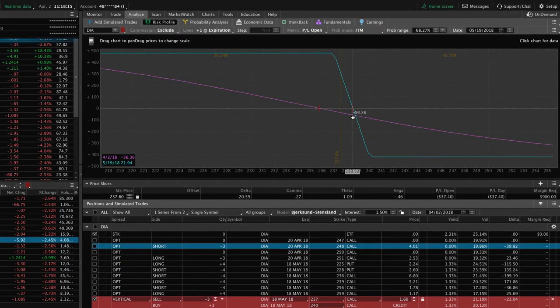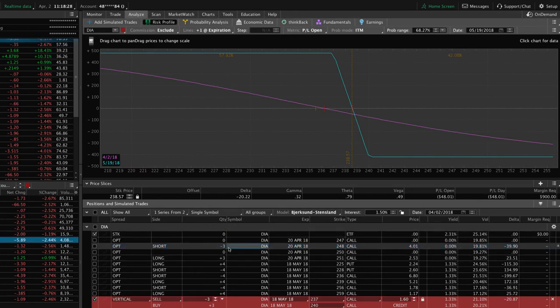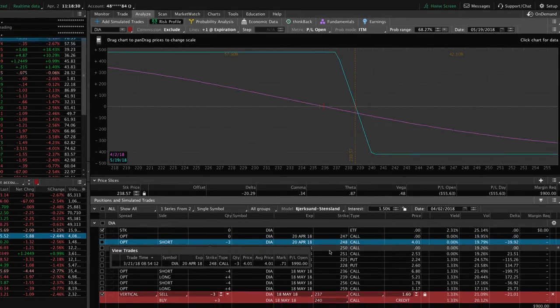And very similar here. The probabilities are going to be a little bit better because we're going a little bit further away from the money. So about 58% probability of success on this trade. So that looks good. So then we can go back and roll the trade. Very similar to what we just did with the other one.